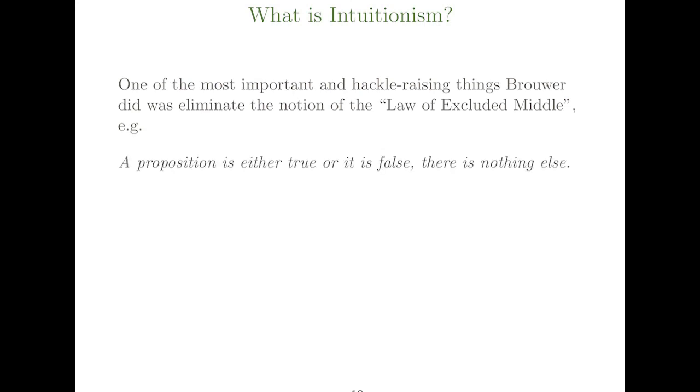All right. So what is intuition number two? One of the most important and hackle-raising things that Brouwer did was eliminate the notion of the law of excluded middle, which reads like this. We have a proposition, which is like that evenness or oddness thing. It could be the sky is blue. It could be that 1 plus 1 equals 2. Think of some kind of mathematical statement like that, and those are typically propositions, something you could assert as being true or false. And that's exactly what all the formalists thought, that propositions were true or false, period.